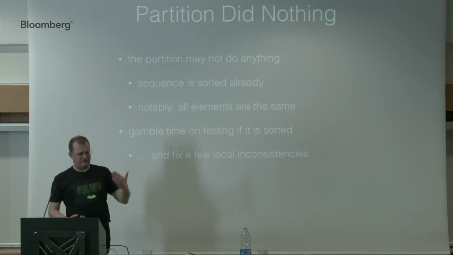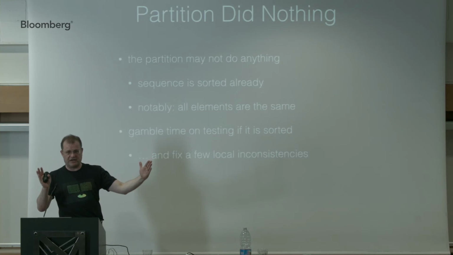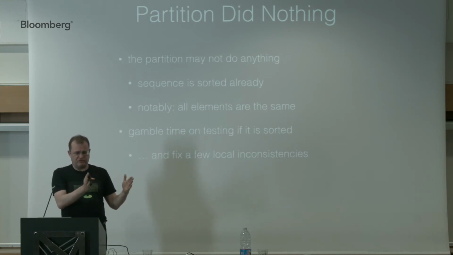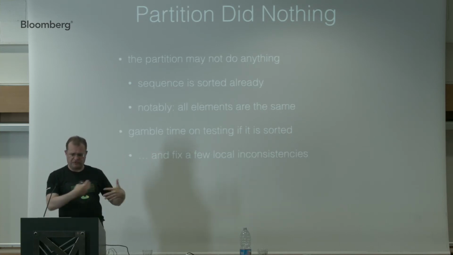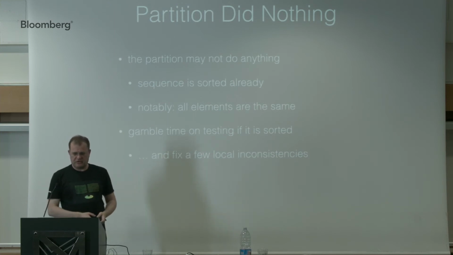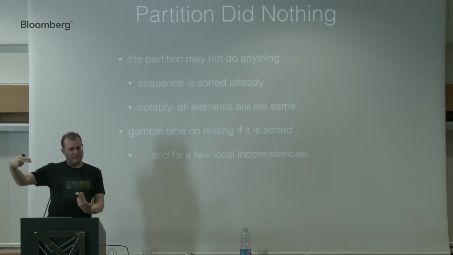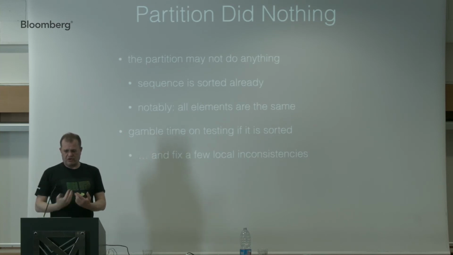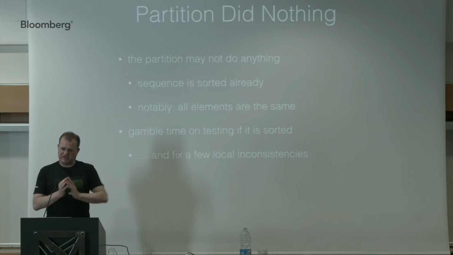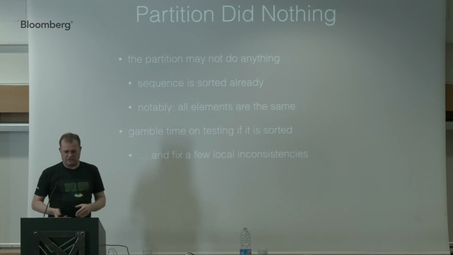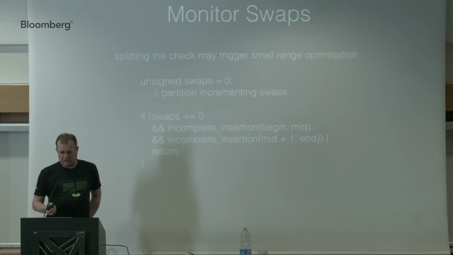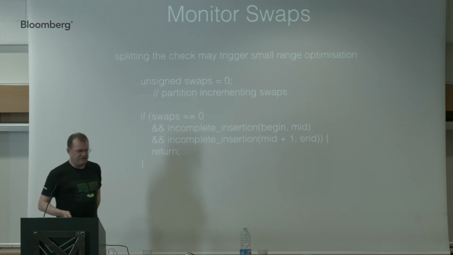And the basic idea is to say, if the partition didn't do anything, we may not have hit a really good case, so it may not be sorted, so we still need to deal with that. But we can basically just have a counter, which counts the number of swaps. If the number of swaps is 0, we just gamble on saying this thing is nearly sorted, and we do something like an insertion sort, which stops if it starts to do too much work. So this is basically the entire idea.